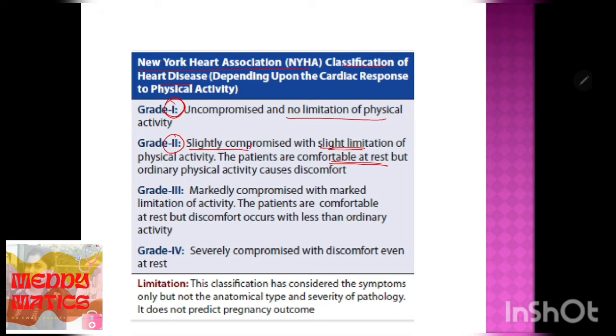And ordinary physical activity causes discomfort. In class 3rd, the patient is still comfortable at rest, but discomfort occurs with less than ordinary activities. In grade 4, at rest the patient is not comfortable now. The patient has severely compromised physical activity with discomfort even at rest. This is grade 4th NYHA classification.